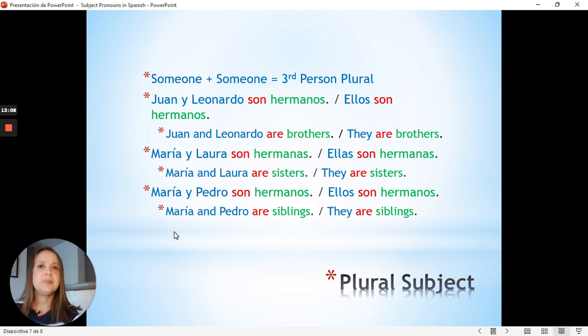Now, what happens with third person plural? Third person plural would be someone plus someone. So third person singular plus another third person singular would be third person plural. Juan y Leonardo son hermanos. Ellos son hermanos. Juan is a boy. Leonardo is a boy. They both are male, so the subject pronoun must be in its masculine form. Juan and Leonardo are brothers. They are brothers. Now we have two girls, María y Laura, son hermanas.